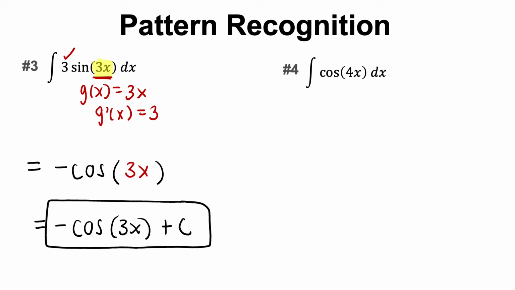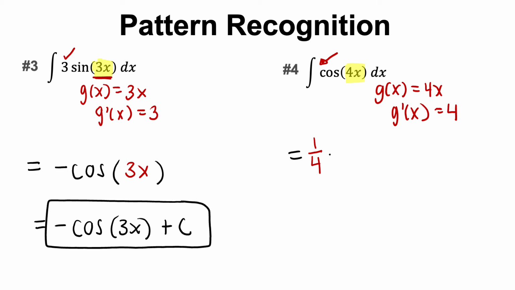If we look at number 4, it's very similar. Here we're taking the antiderivative of cosine of 4x dx. Let's start by choosing our inside function as our g of x. So g of x here is equal to 4x, which makes g prime of x equal to 4, which is not accounted for in our integral. So in order to counteract that 4, to cancel out that 4, our answer is going to need a 1/4 on the outside.